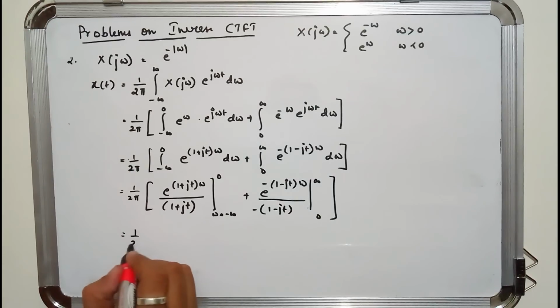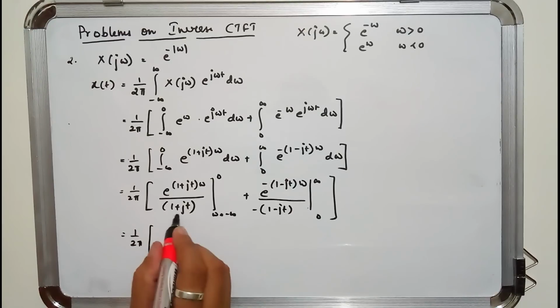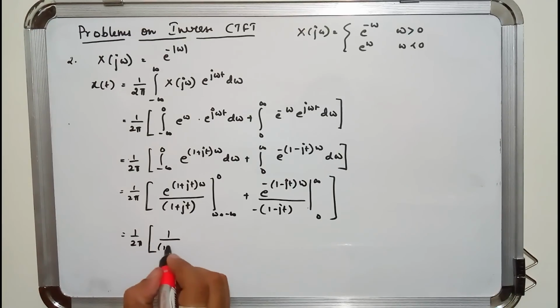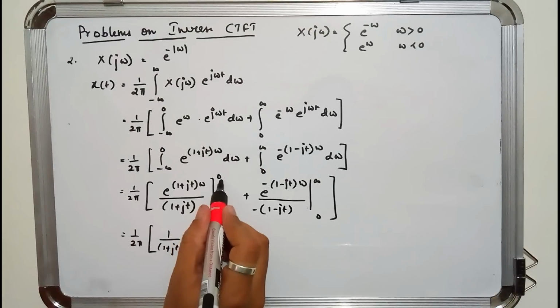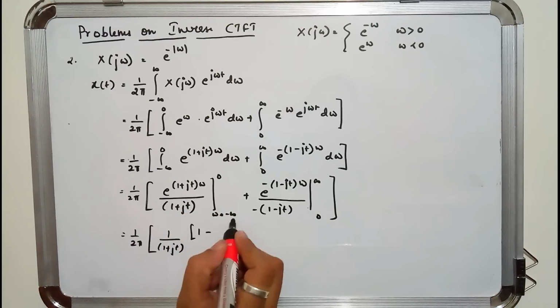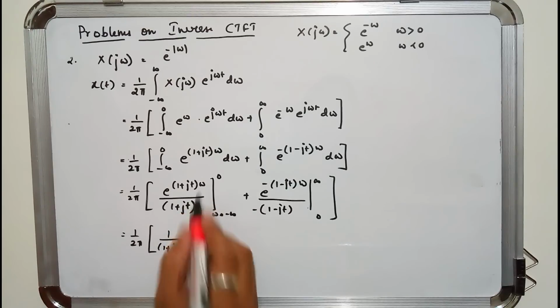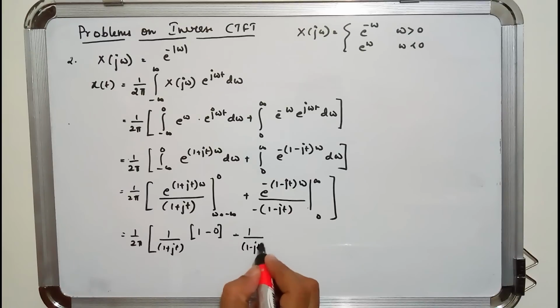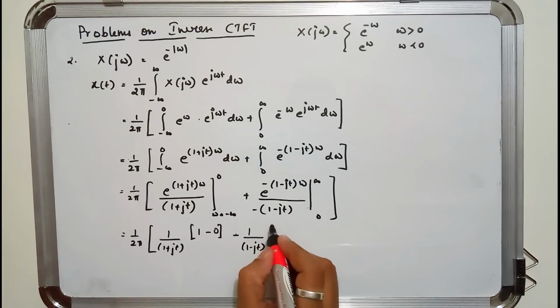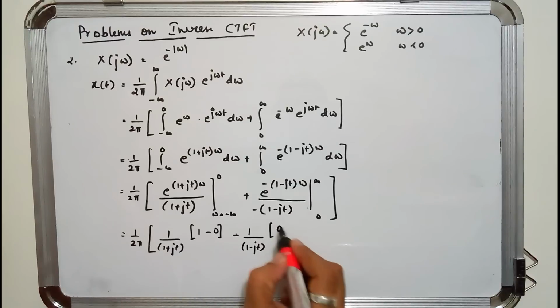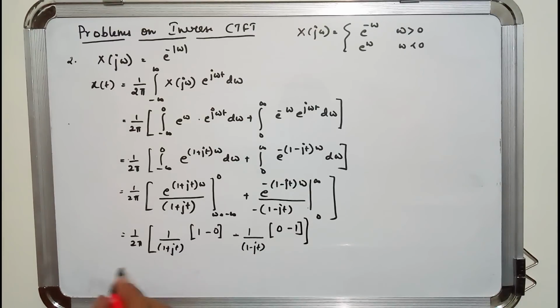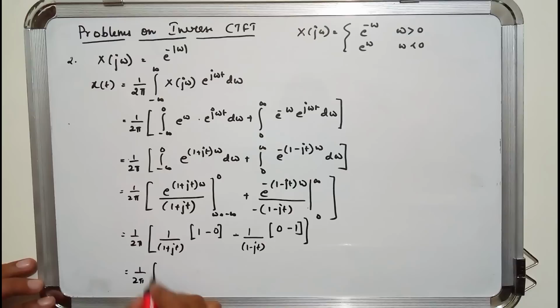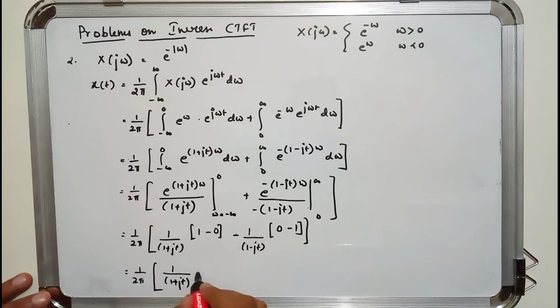Now if I substitute the limit, this is a constant independent of ω, so I can take it out: 1/(1+jt) into, if I substitute the upper limit, e^0 is 1, minus e^(-infinity), which is 0, minus 1/(1-jt). This minus sign comes here. If I substitute the upper limit, e^(-infinity) is 0, and for the lower limit it is 1. So I'll be getting 1/2π into 1/(1+jt) here, and you have a minus sign inside, so it will be plus 1/(1-jt).